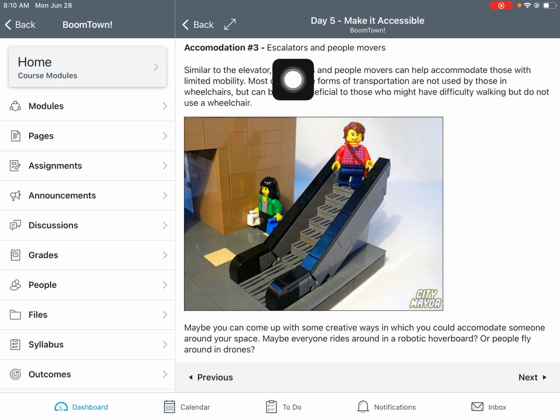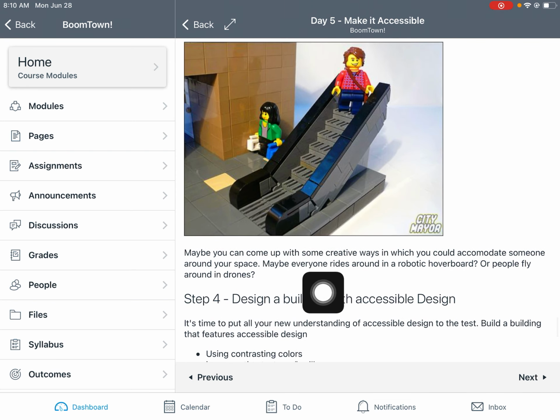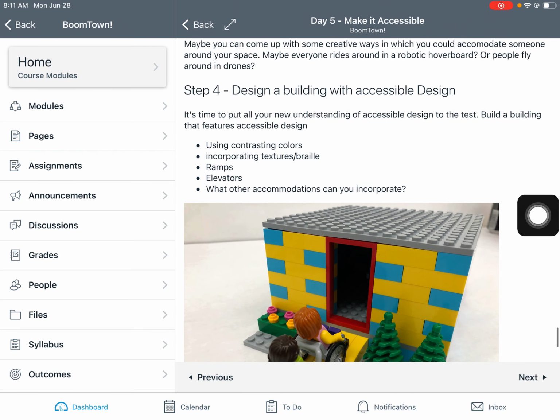And some other accommodations like escalators and people movers. And in the future, I talked about it, it's kind of silly, but maybe robotic hoverboards that people can ride around on, segways, maybe even drones. Maybe even people could fly around spaces in drones.